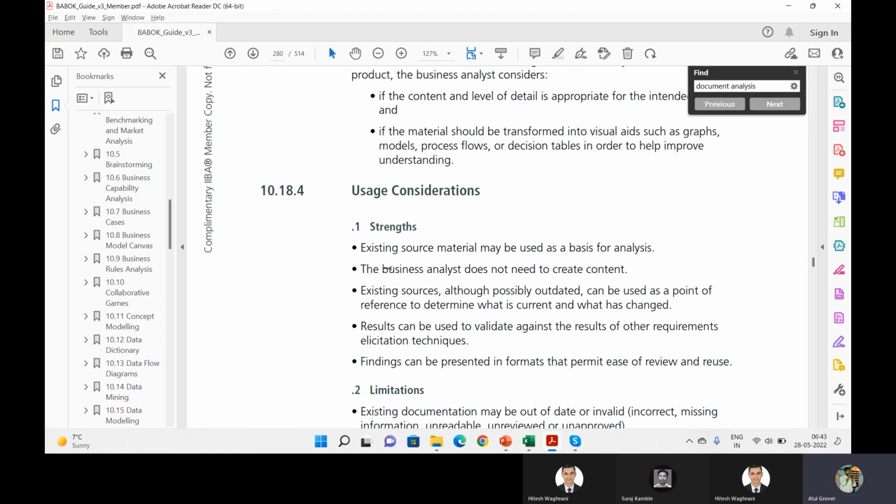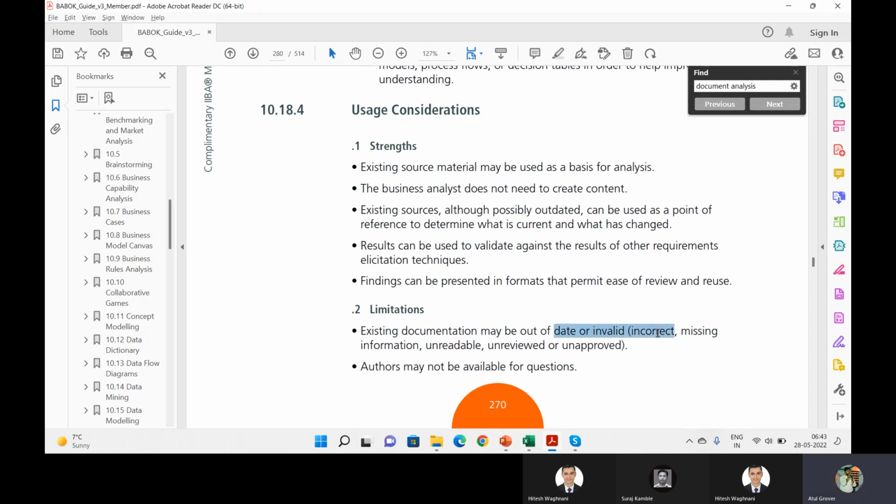That is the thing. The strengths are good, it is basic, it becomes easy. You do not need to create any new content. You already have the content, and you can do that part. You know this is verified, this is approved. But what is the problem? Out of date.